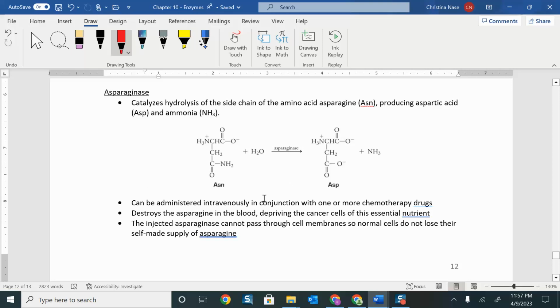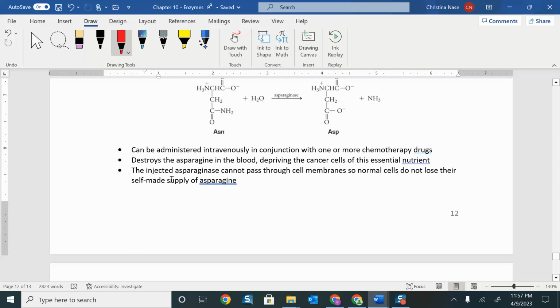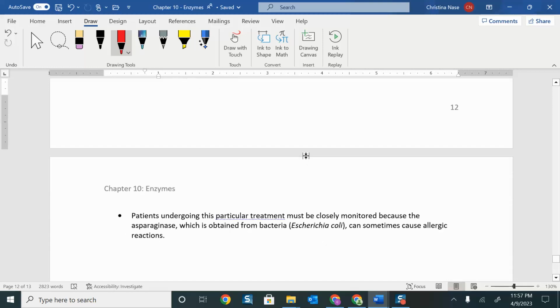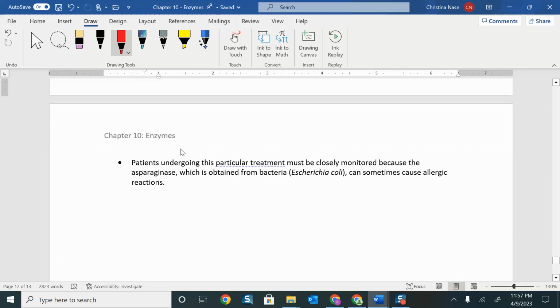So you can administer this intravenously and with other chemo drugs. Like I said, they destroy the asparagine in the blood, and then it deprives the cancer cells of that nutrient. And the good part about it is that the injected asparaginase can't pass through cell membranes, so the normal cells are not going to be affected. So the healthy cells, the normal cells can still make their own asparagine, but the cancer cells are not going to be able to steal that amino acid from the blood. And then the only thing you have to watch out for are some allergic reactions.